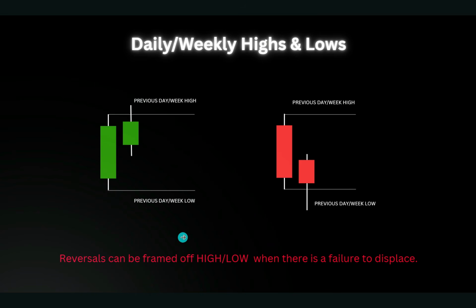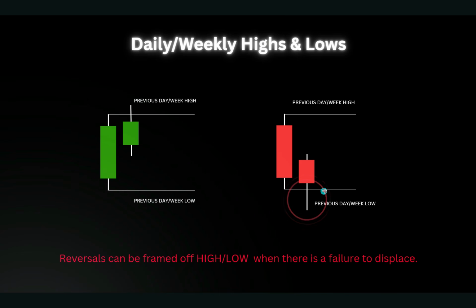Reversals can be framed off highs and lows when there is a failure to displace. So what you do is you wait for price to come to a swing high point, and then we want to see a failure to displace pattern or a sweep occurring at that key level. Or you wait for price to come to a daily or weekly low, and we want to see a failure to displace happening.